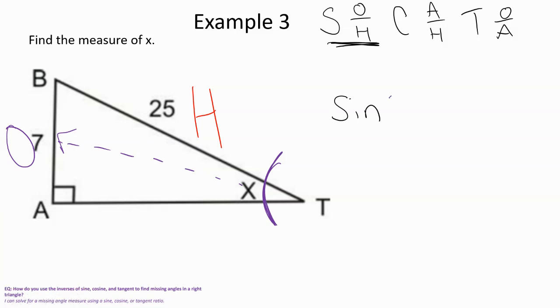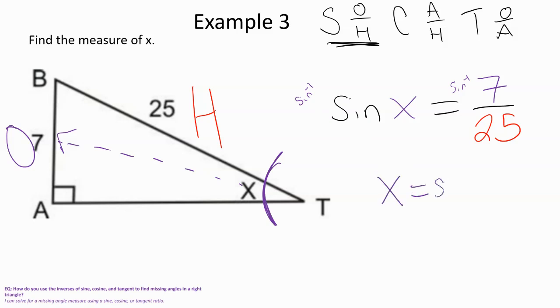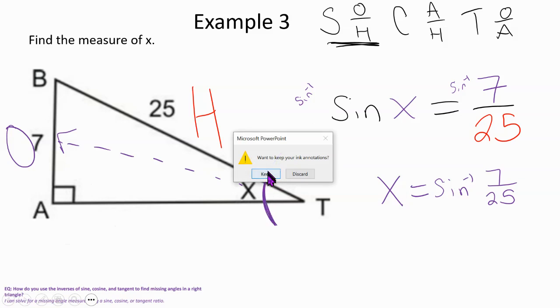So we're going to do the sine of x is going to equal the side opposite, which is 7, over the hypotenuse, which is 25. And then we're going to do the sine inverse of each side. Sine inverse, so that the sine inverse and the sine cancel each other out, and you're left with just x. And then I'm going to write sine inverse of 7/25. Let me get my handy dandy calculator.